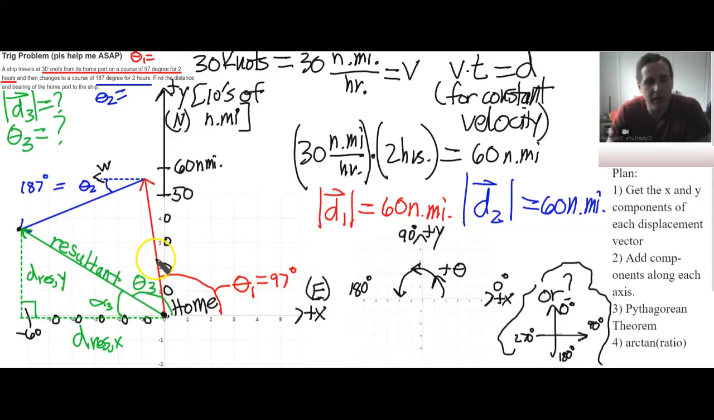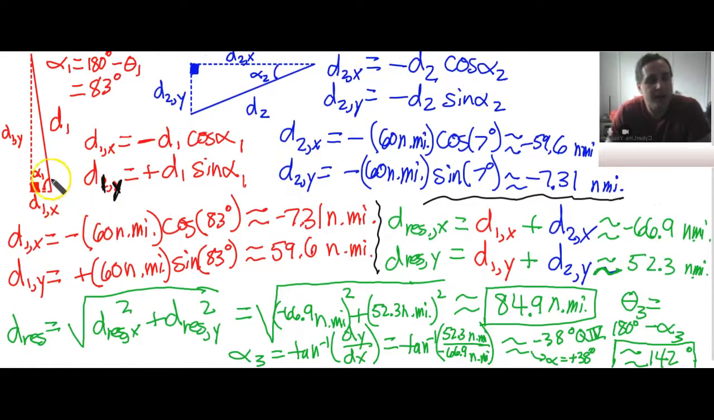Now notice, in order to do this, we'll define this angle right here as alpha 1, and then this angle right here as alpha 2, knowing that really this entire angle right here was actually theta 2, okay? So let's go on to the next board and let's work that out. So notice I have displacement 1 and displacement 2 vectors, but I have them broken up into their x and y components. Notice that theta 1 was 97 degrees, so that's 83 degrees short of 180, so alpha 1 turns out to be 83 degrees.